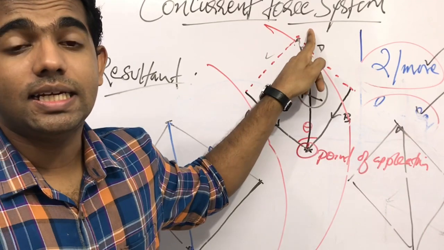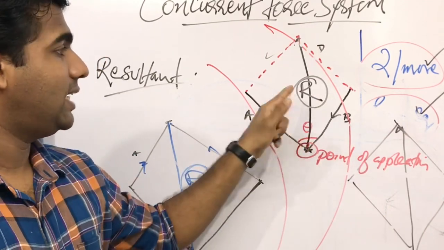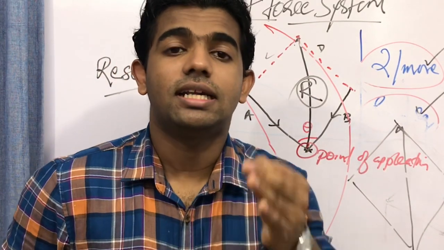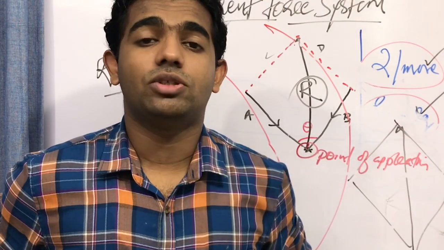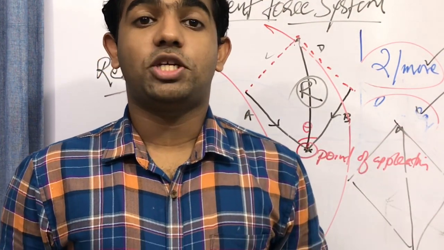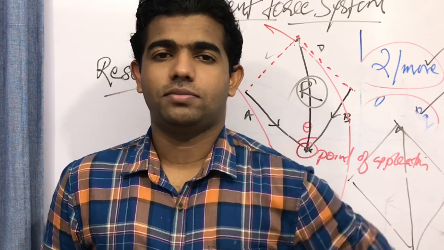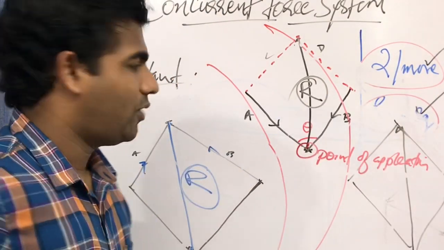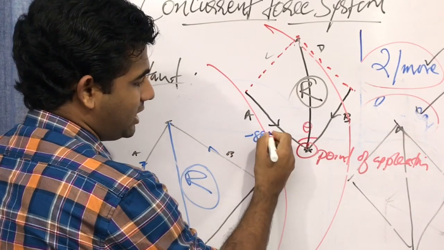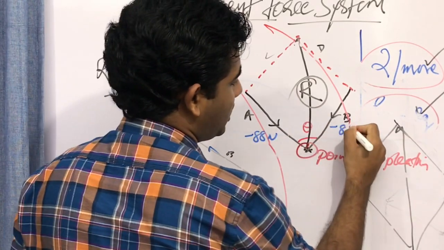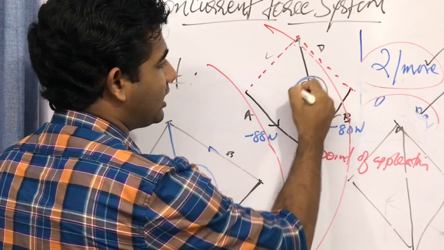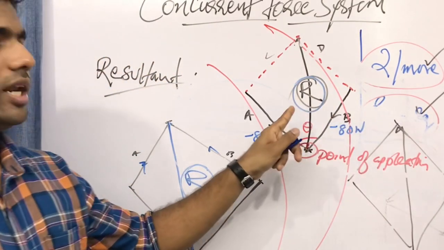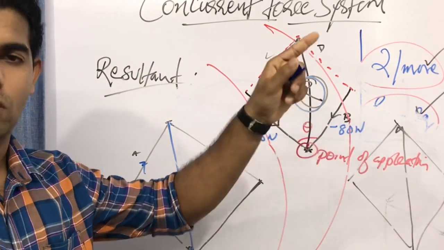It will intersect the dotted line, and that diagonal gives you the resultant as well as the direction of the resultant force. This is so simple. You just have to draw the parallelogram. For example, now you have 88 Newton and 80 Newton.